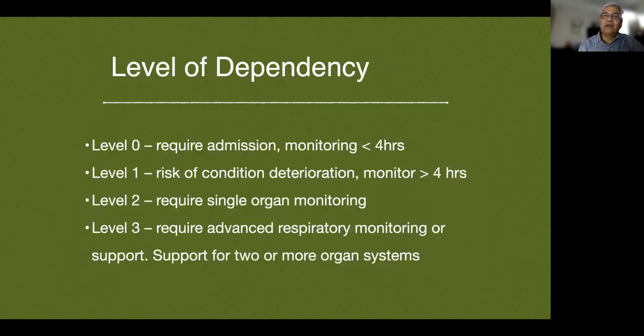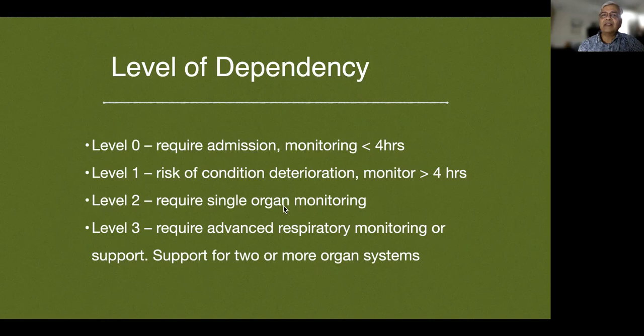The levels of dependency of patients in ICU have been divided into three. Patients who are level 0 require admission in ICU, but they need monitoring for less than 4 hours. There are other types of patients which require monitoring for more than 4 hours because they've got a risk of clinical deterioration. They're level 1. Level 2 is patients which require single organ function monitoring. As for example, a patient after a heart attack requires monitoring of his heart function.